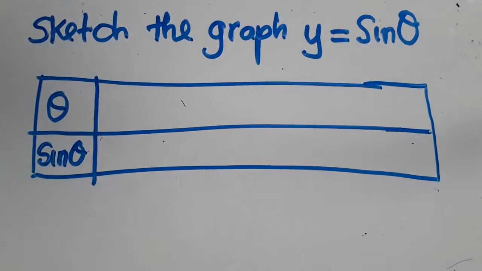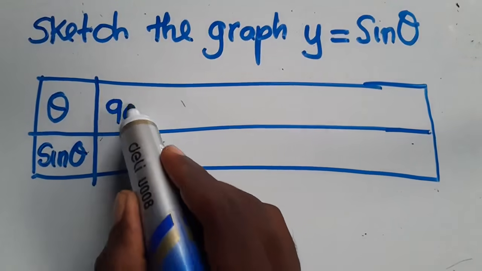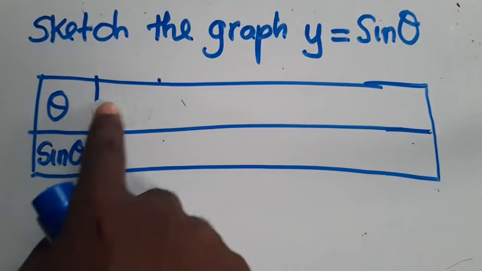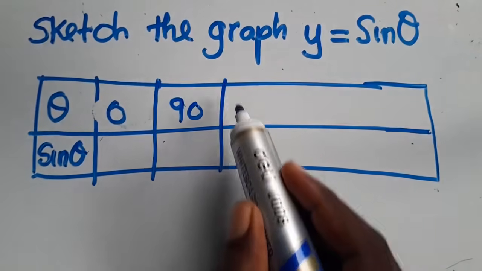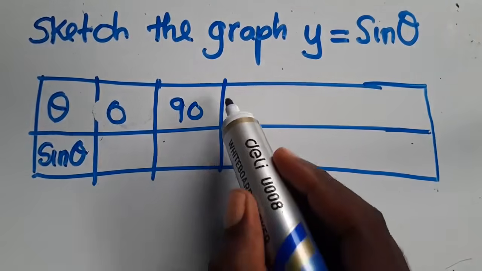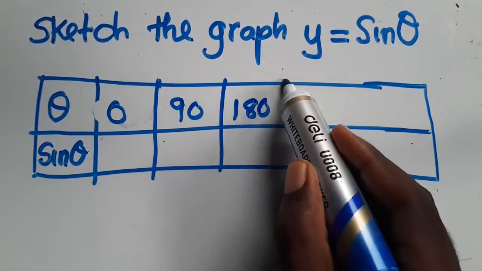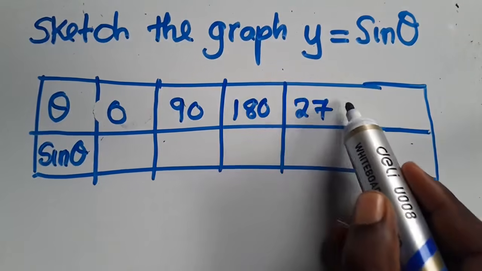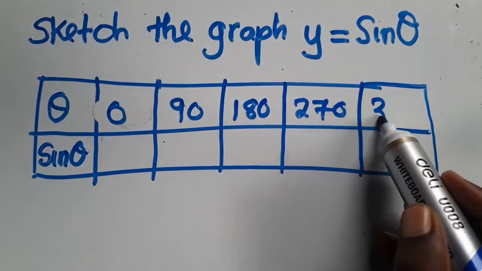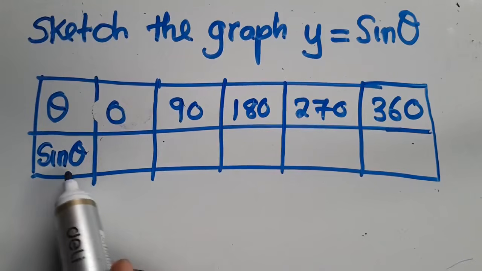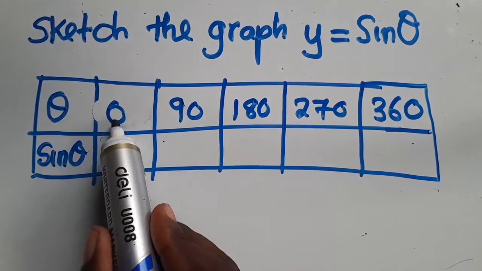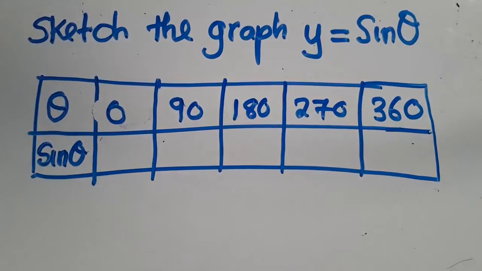Here you'll be moving in 90s, 90 degrees, 90 degrees, 90 degrees. So you are going to start with 0, 90, 180, 270, 360. These are enough. Then we find the sine theta values. So here you say sine 0. What answer do you get? You are getting 0.